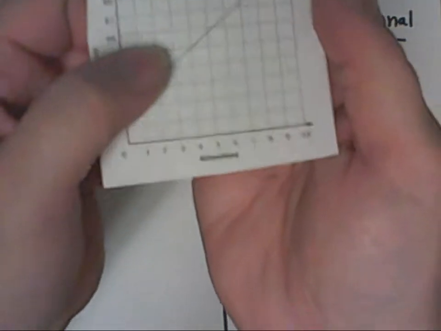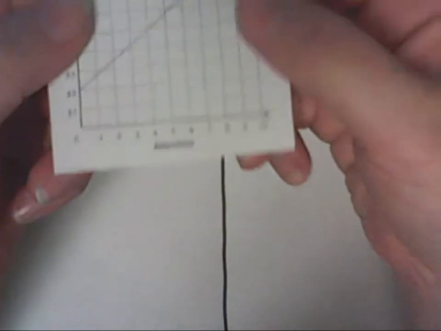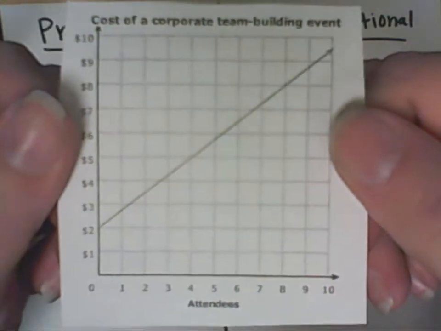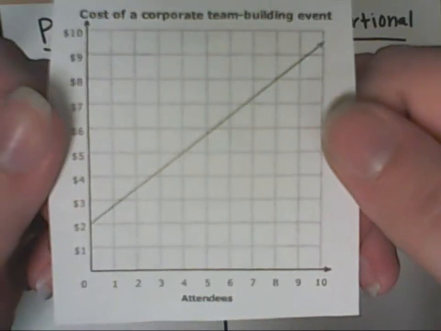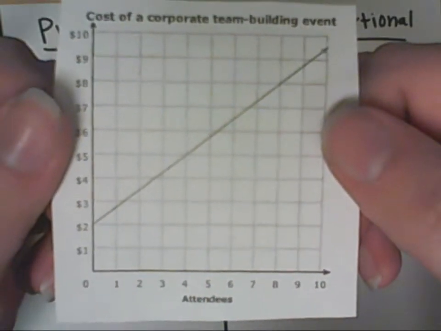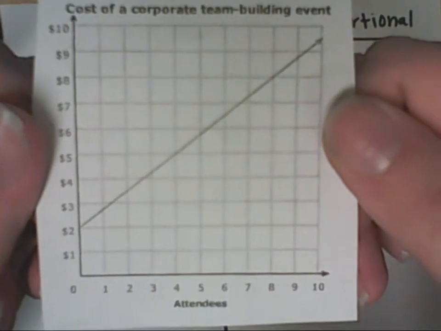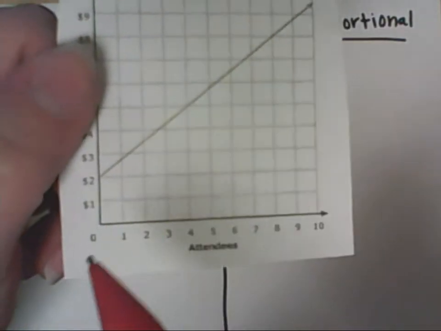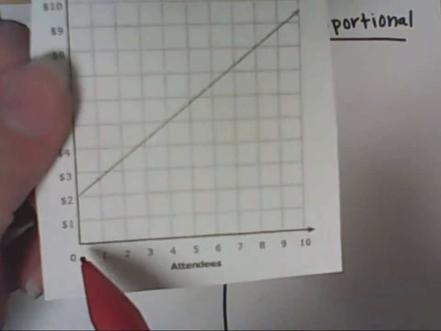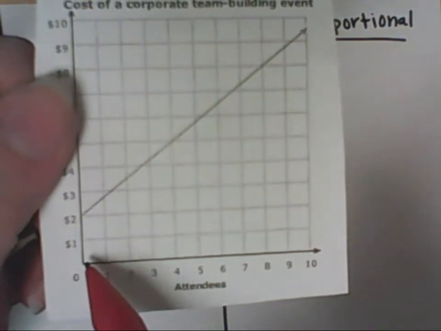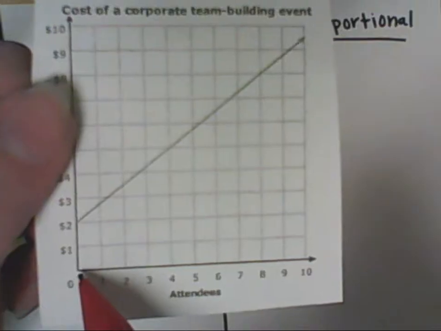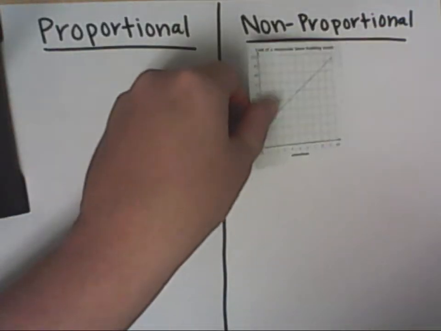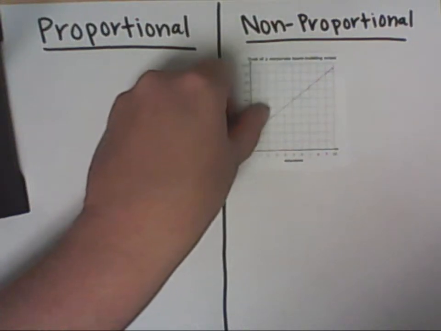Let's go ahead and look at our first graph. If you remember, the easiest way to determine if a graph is proportional or non-proportional is to look and see if it crosses at the origin 0, 0. Let's hold our pencil point at 0, 0, the origin. Does the line intersect at that origin 0, 0? No, it doesn't. Therefore, this is a non-proportional relationship.